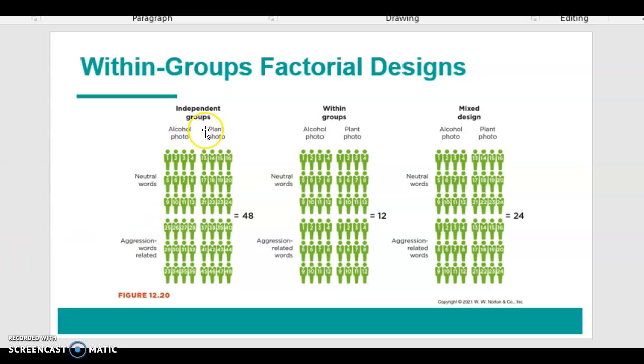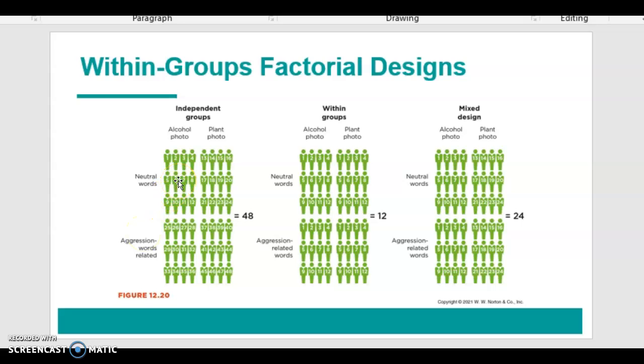So here is our independent groups design. Biggest con right here, we need different people. I don't know if you can see my cursor. If you cannot, I'm on this group, independent groups, all the way to the left. We need different people in each of our 4 groups. So we have neutral words and aggressive words, and then we have alcohol photo and plant photo. I don't remember exactly, but I think they're looking at maybe reaction time to something. So reaction time up here on the left is our dependent variable. Our independent variables are photos and words.